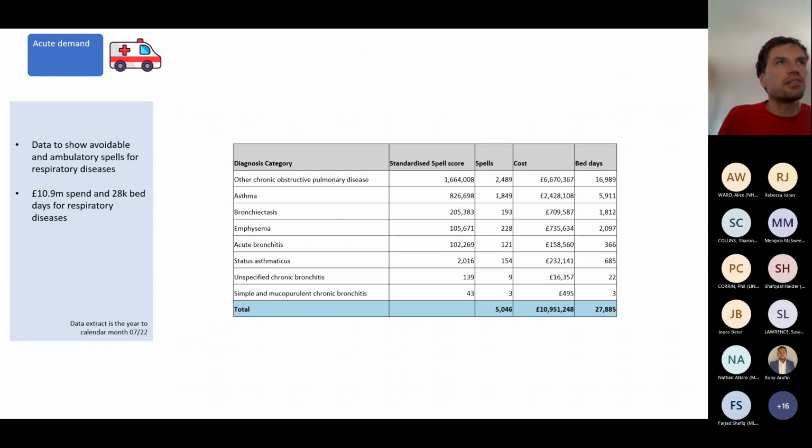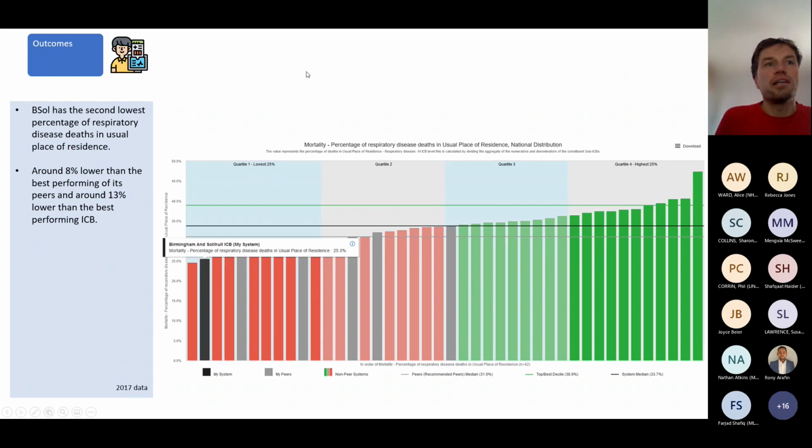And then this is just some cost data around that, moving on to the acute demand, looking at cost data, bed days and potential opportunities there. And then the final section looking at outcomes.